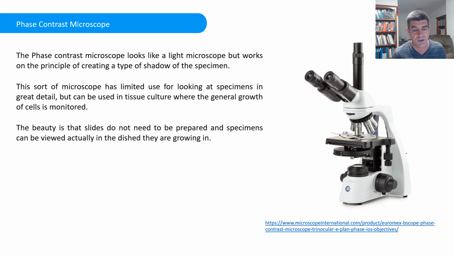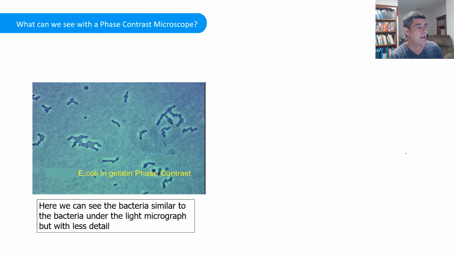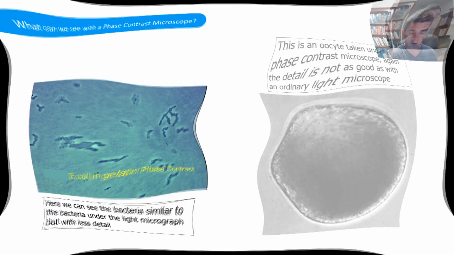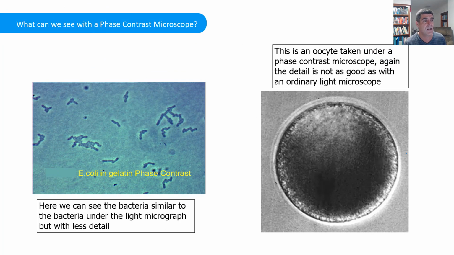One of them is phase contrast, the phase contrast microscope, and this one looks very much like a light microscope and works similarly in some aspects, but primarily the difference is that it is trying to create a kind of shadow of the specimen. Here, for example, is a sample of E. coli. So you can see what we're trying to do here is contrast, in this case, the bacterial cells, the E. coli cells, against a gelatin background with something like an egg cell or oocyte.